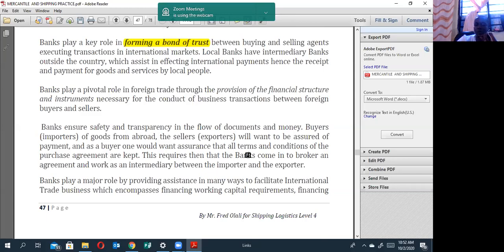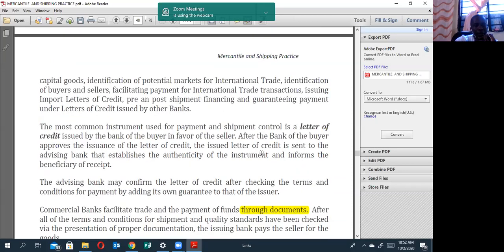So they play a key role by providing assistance in many ways to facilitate international trade business, which encompasses financing, working capital requirements, financing of capital goods, identification of potential markets of international trade. They also help in identification of buyers and sellers, facilitating payments for the international trade transaction. They issue import letters of credit. They also conduct the pre and post shipment financing and guaranteeing payment under the letters of credit issued by the other banks.